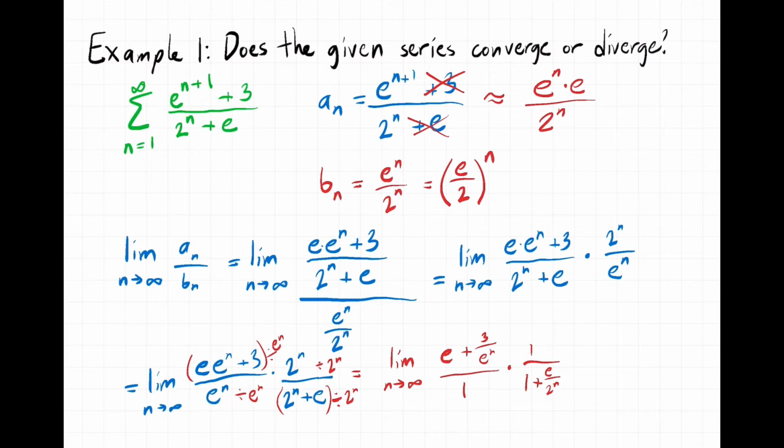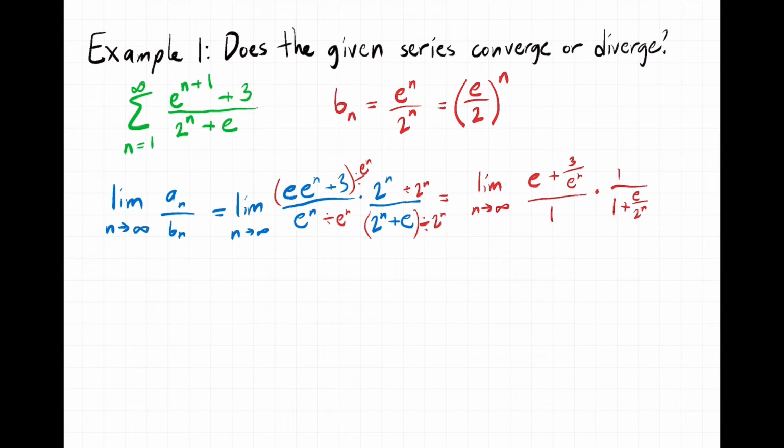Let's make a little more room here. So, now that we have some room, let's just finish evaluating this. This first part is now a number, e, plus, well, 3 over e to the n. As n goes to infinity, this part's going to go to 0. So just e over 1 times, well, we just have 1 over 1 plus e over 2 to the n. Now, e is just a number. So a number over 2 to the n, as n goes to infinity, that part's also going to go to 0. So we have times 1. This limit is equal to e.